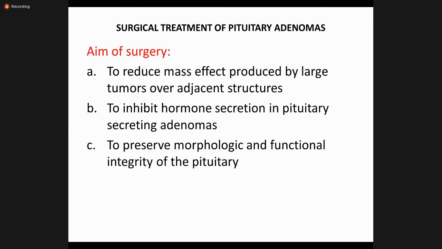What are the aims of the surgery? The aim of the surgery is to reduce the mass effect produced by the large tumor over adjacent structures. Very important. First is to reduce the tumor mass. Second is to inhibit the hormone secretion, that is the excess hormone causing symptoms. And number three is to preserve the morphological and functional integrity of the pituitary, to preserve the anatomy of the pituitary, to avoid the erosion of the surrounding structure.